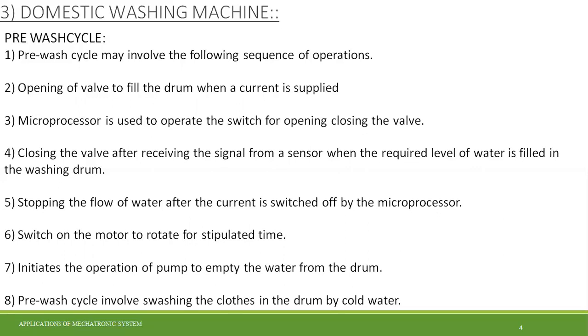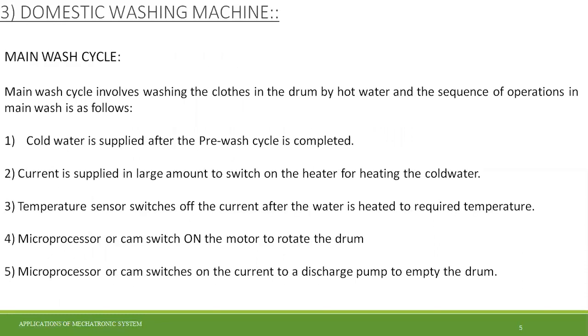Switching on the motor to rotate for the stipulated time. Here the clock will be set, and based upon that clock, the drum needs to be rotated, and it initiates the operation of a pump to empty the water from the drum. So the pre-wash cycle involves washing the clothes in the drum with cold water.